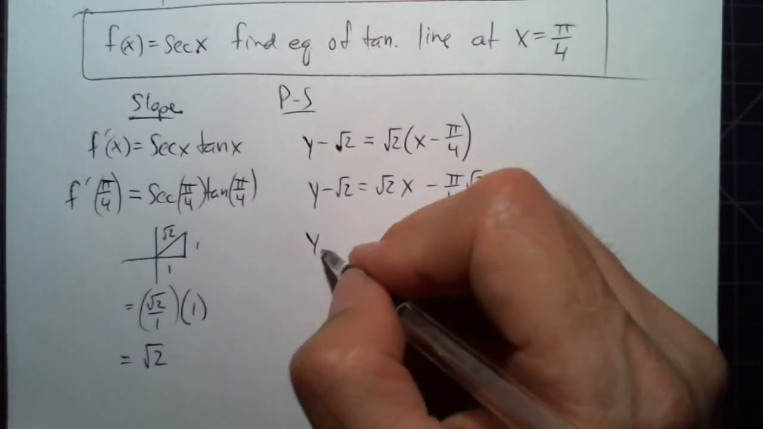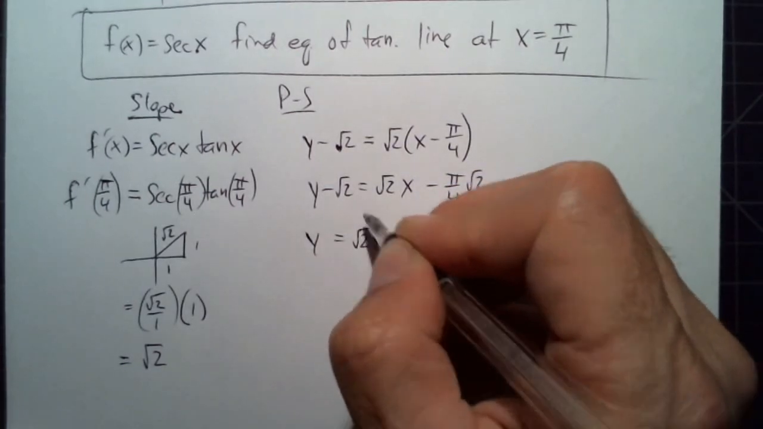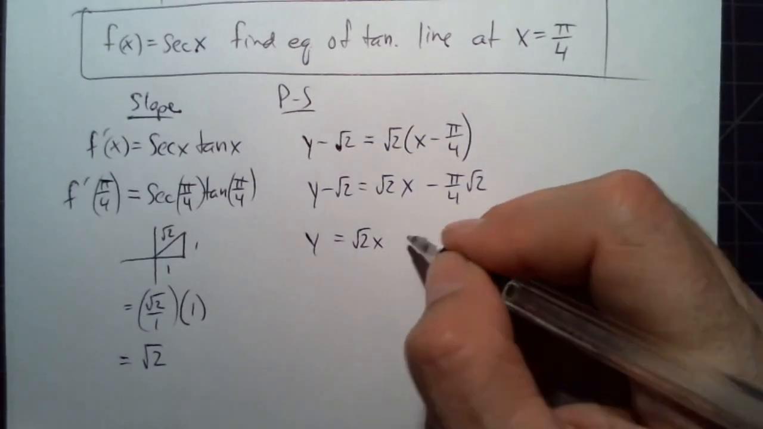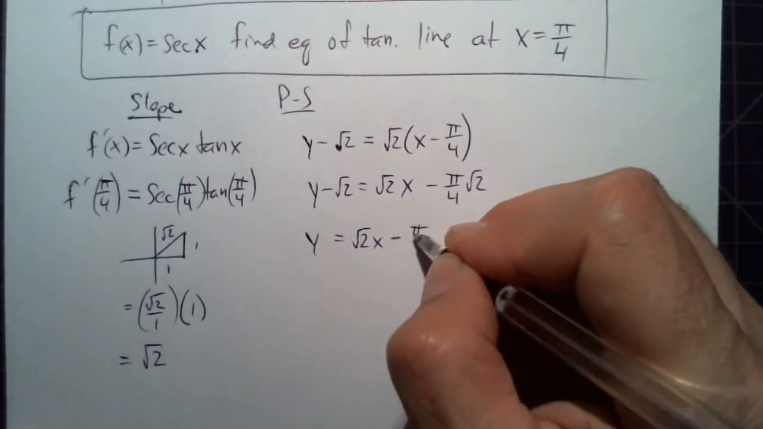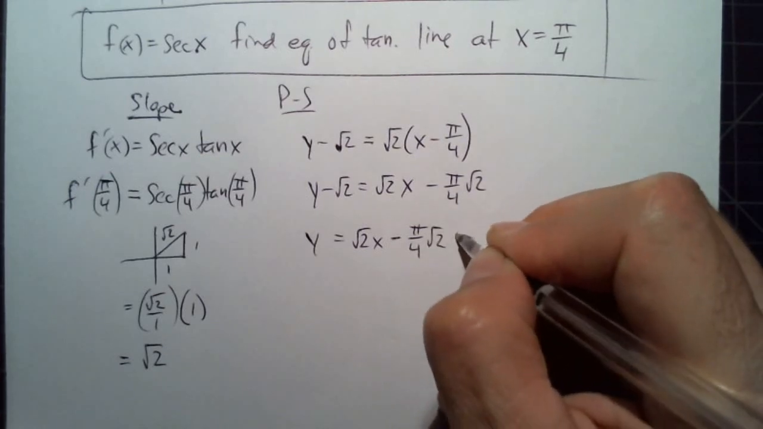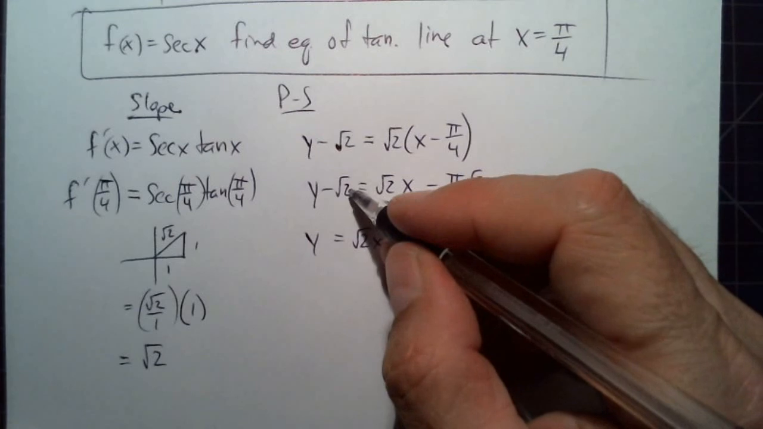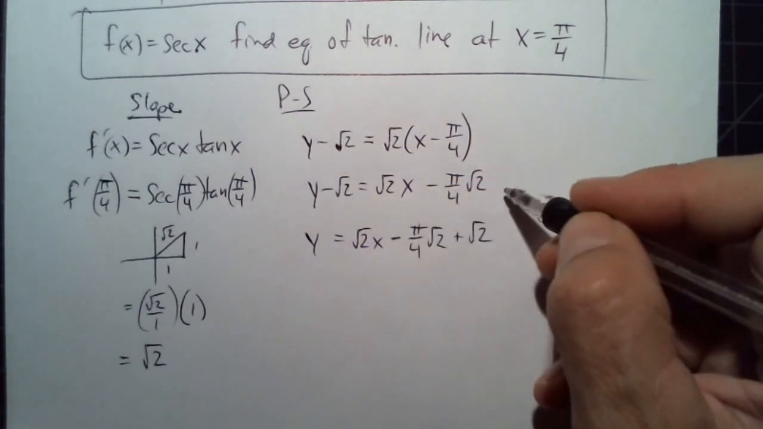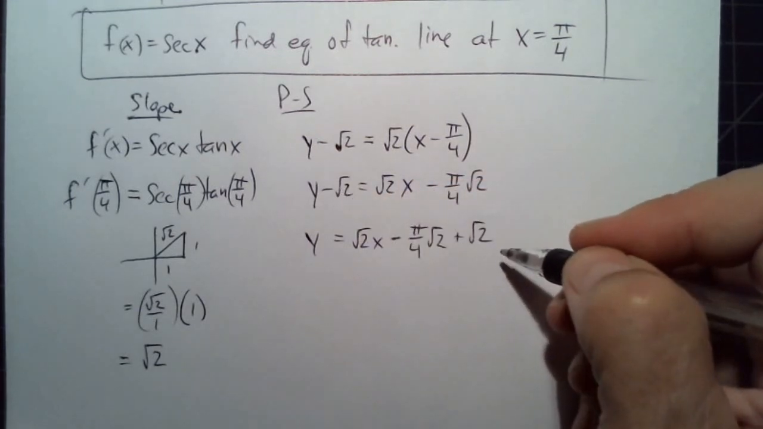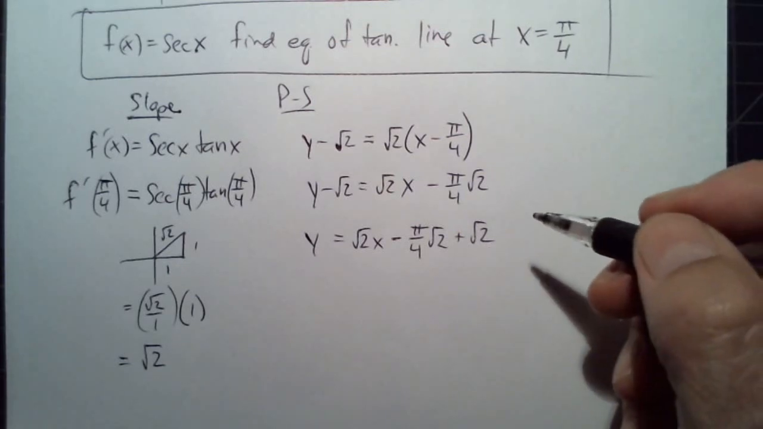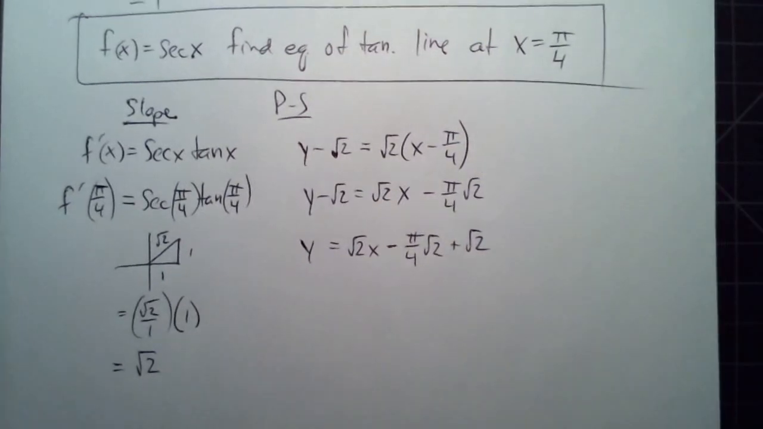And then we'll just add radical 2 to both sides, and we could leave it like that, or you could factor out a radical 2. Alright, and we'll stop there.